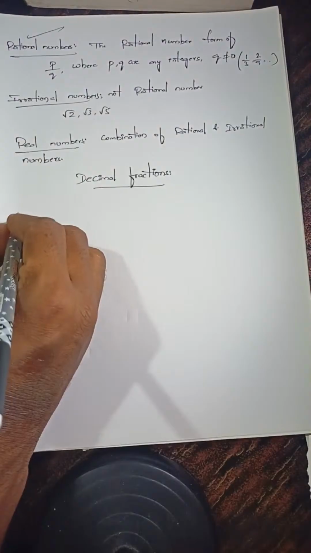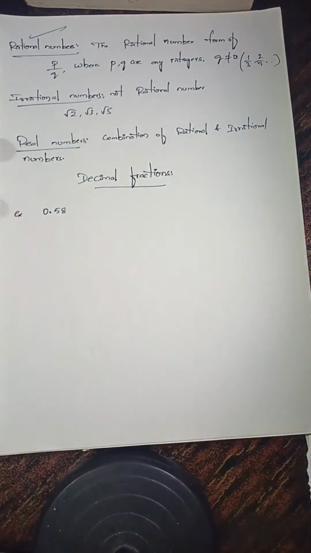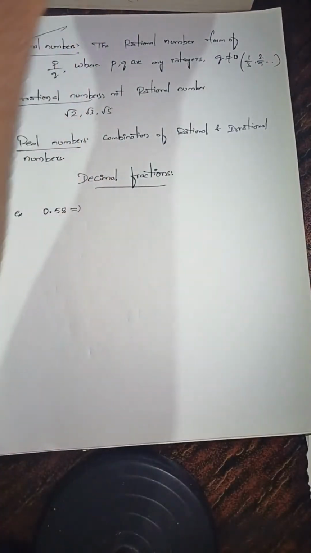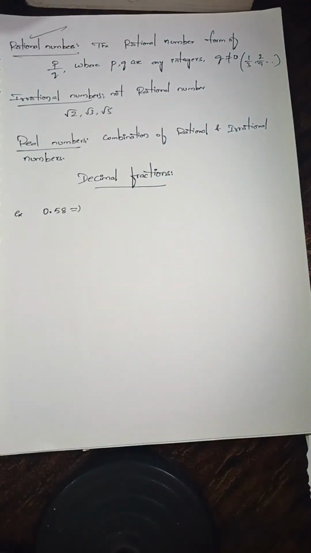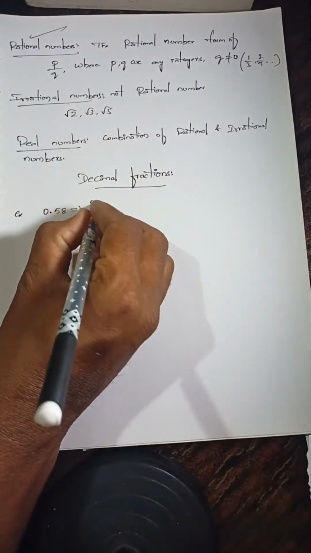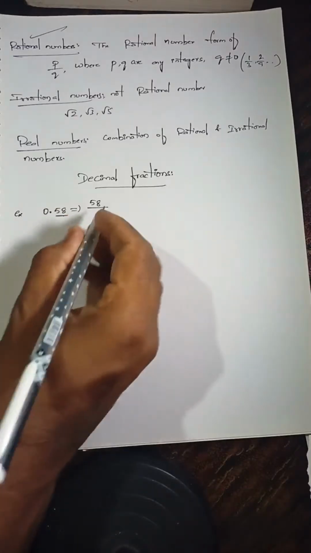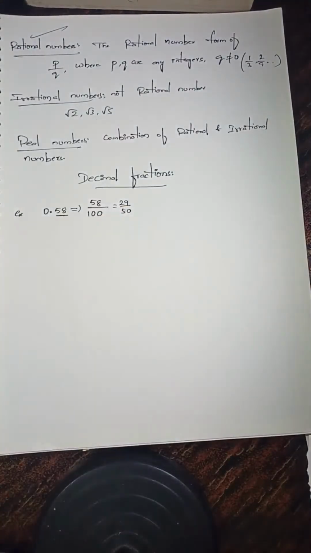For example, 0.58, this is a decimal number. We have to convert this one into the form of a fraction. So how are we going to convert this into a fraction? Now see, we are going to write 58 in the numerator. After the decimal point, how many digits are there? We have 2 digits. That means in the denominator we are going to get 100. If we cancel, we get 29 by 50. We are cancelling with the 2 table.